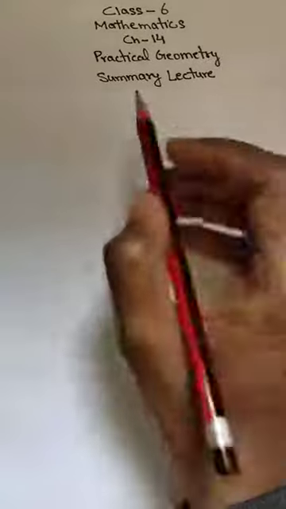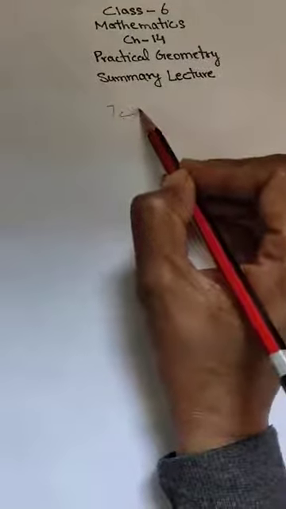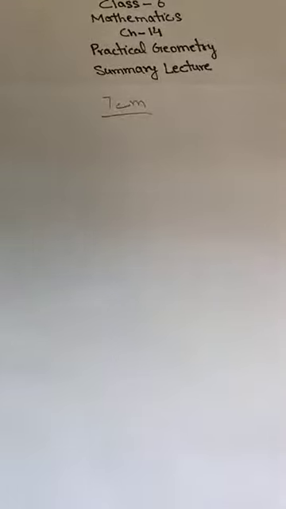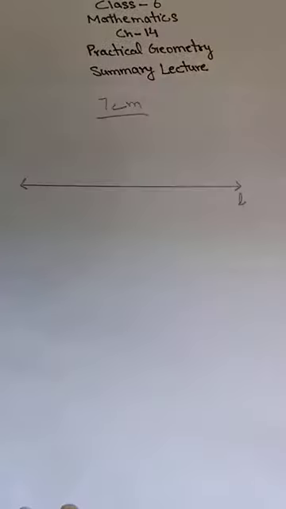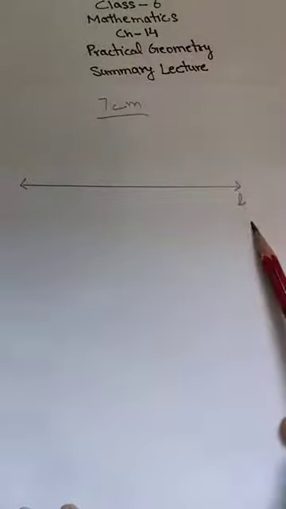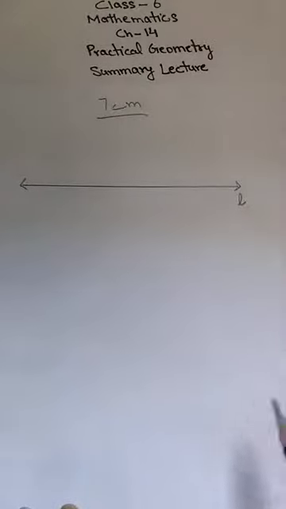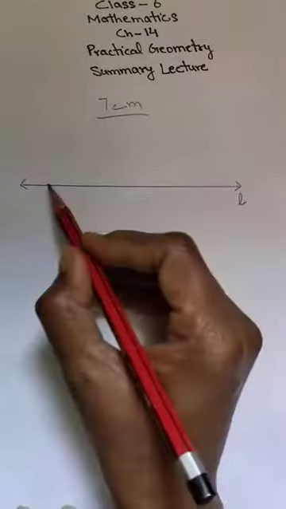Next topic is to draw a line segment of given length. Suppose we have to construct a line segment of 7 centimeter. How will we do it? First of all, we will draw a line L. This is your line L. Mark a point A on it.